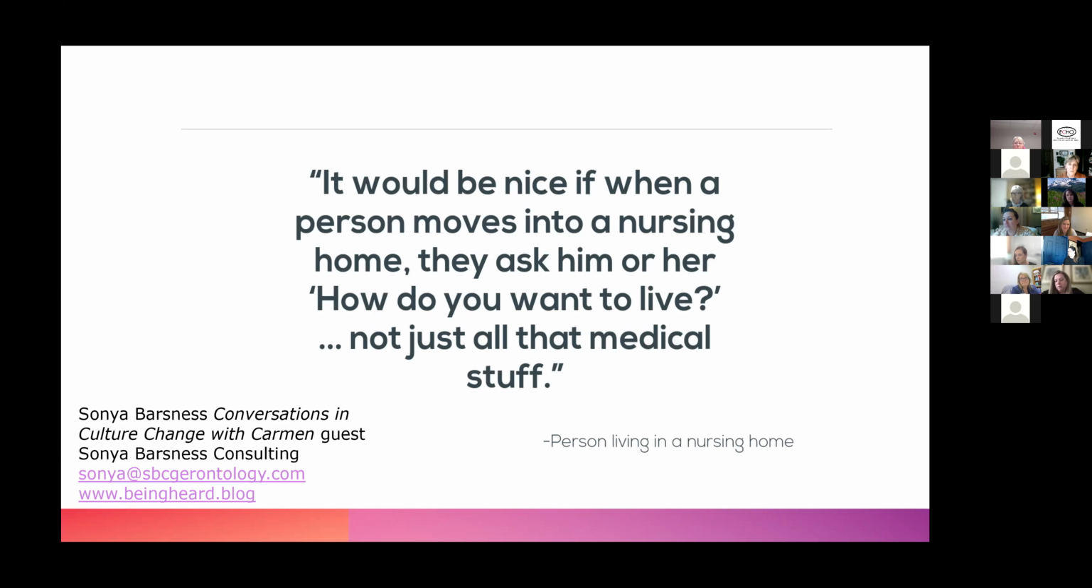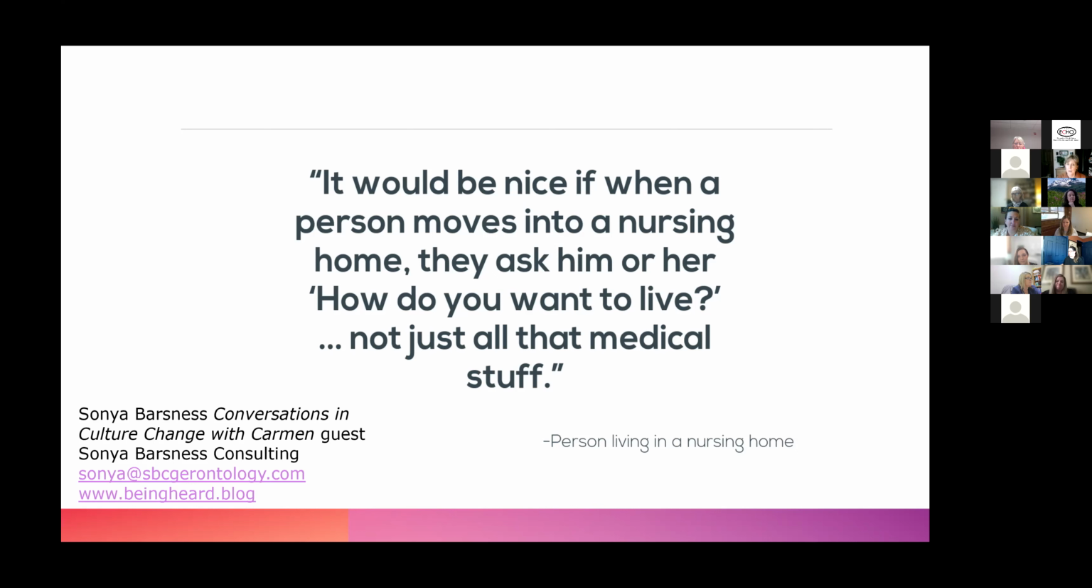And so I want to show you a quote from someone who moved into a nursing home once that kind of depicts what we're doing here. So this woman says, "It would be nice if when a person moves into a nursing home, they ask him or her, 'How do you want to live?' and not just all that medical stuff." Isn't that great? And I believe it's a great reminder for all of us.